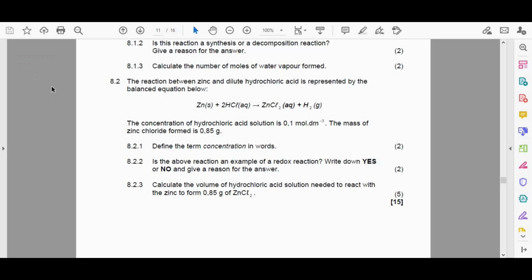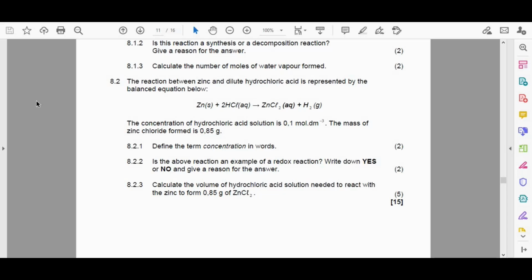All right. Question 8.2 says the reaction between zinc and dilute hydrochloric acid is represented by the equation below. Zinc, solid, plus hydrochloric acid gives us zinc chloride plus hydrogen. The states of matter are put there: zinc is solid, hydrochloric acid is in aqueous solution, zinc chloride is in aqueous solution, plus hydrogen, which is a gas, and it's a balanced equation. The concentration of hydrochloric acid solution is 0.1 mole per decimeter cube. The mass of zinc chloride formed is 0.85 grams.